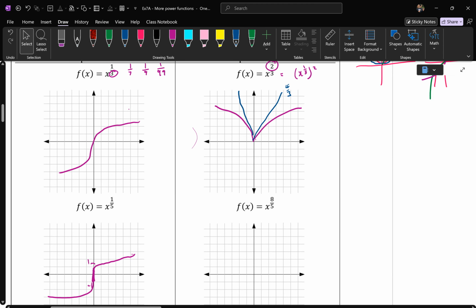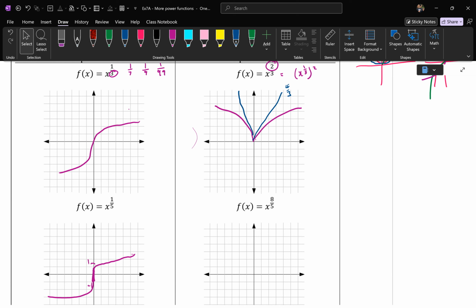And that's why when I do 8 on 5, what do you expect x to the power of 8 on 5 looks like? Have a go. Draw it first. Let's see if your prediction's correct. What does 8 on 5 look like? What do you think 8 on 5 looks like?